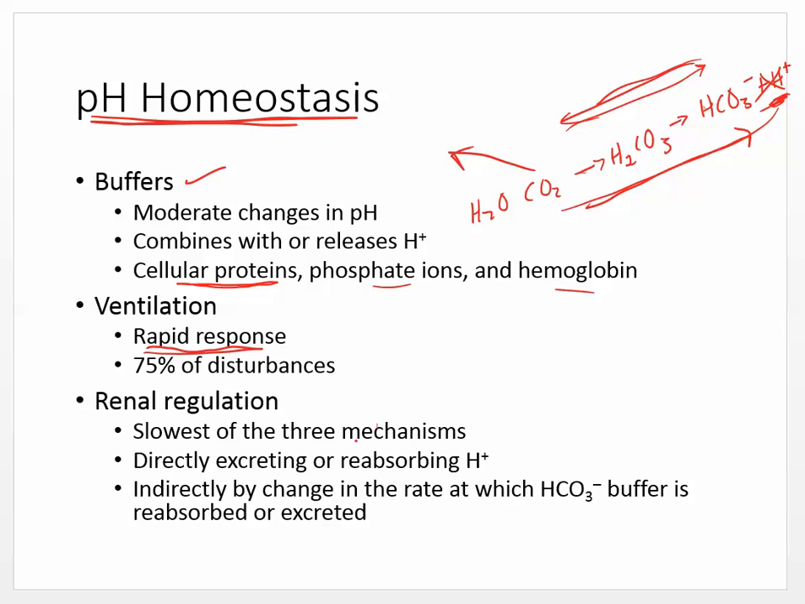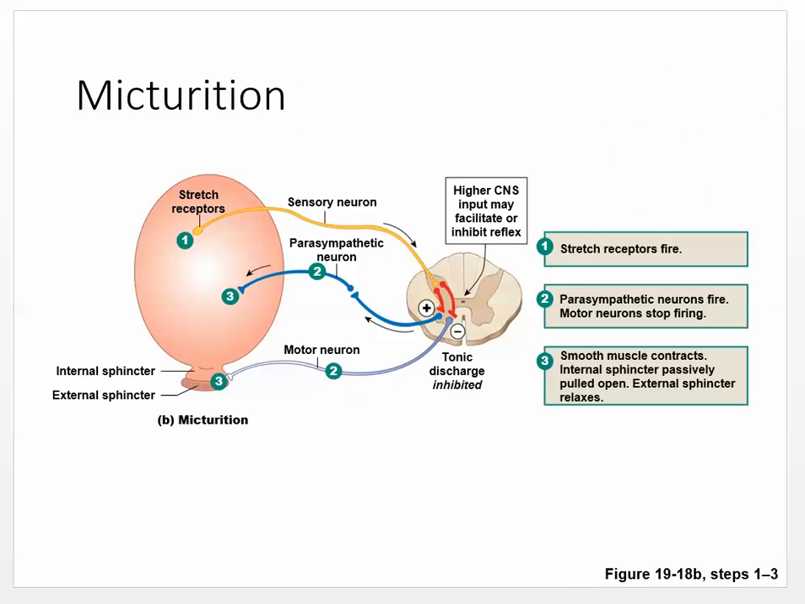And then, of course, the one we're talking about now, which is renal. It's the slowest of the three. It directly excretes or reabsorbs hydrogen, and it can also affect the bicarbonate ion indirectly, by changing the rate at which the bicarbonate buffer is reabsorbed or excreted as well.